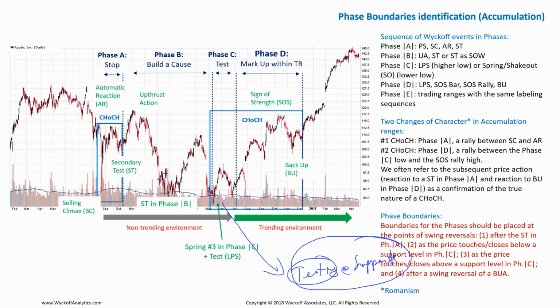And we usually look into phase B lows, and we are saying, okay, where is the first time when the lows of phase B were tested? So somewhere here in this area. And we want to put the boundary exactly on this level where the test has happened for phase B. So this is how we define the boundaries for all of the phases.